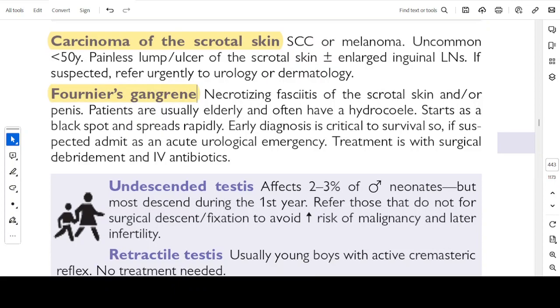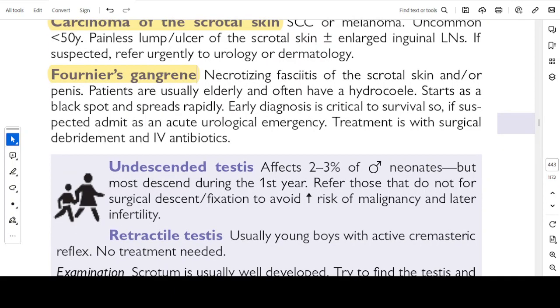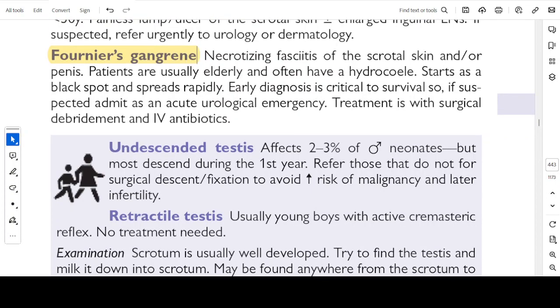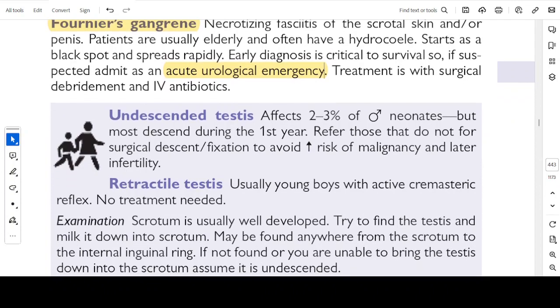Fournier's gangrene. Necrotizing fasciitis of the scrotal skin or the penis. Patients are usually elderly and often have a hydrocele, starts as a black spot and spreads rapidly. Early diagnosis is critical to survival. So, if suspected, admit as an acute urological emergency. Treatment is with surgical debridement and IV antibiotics.